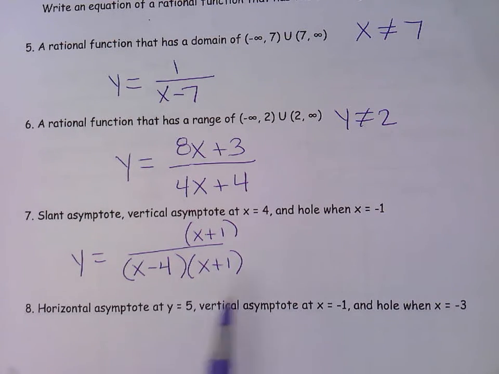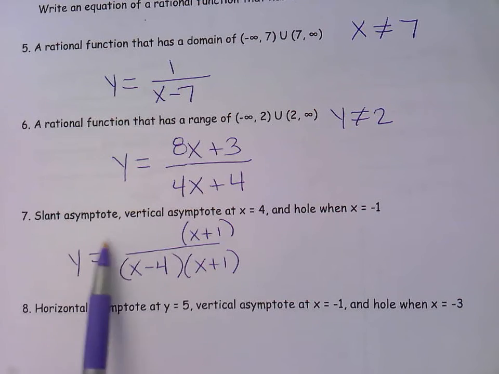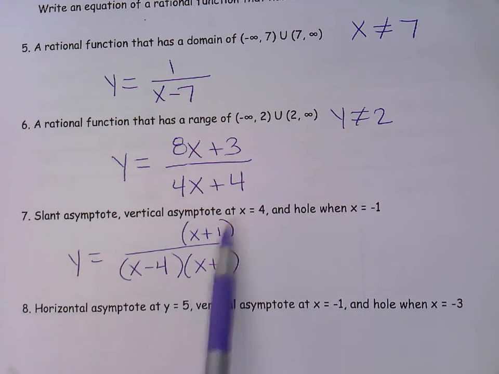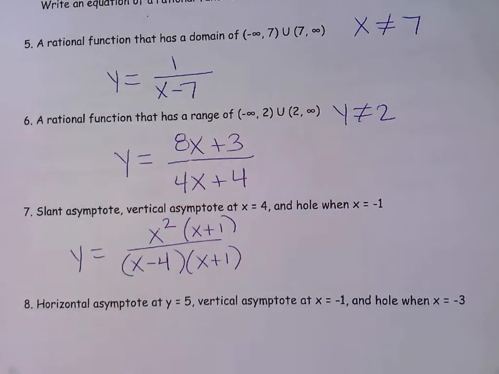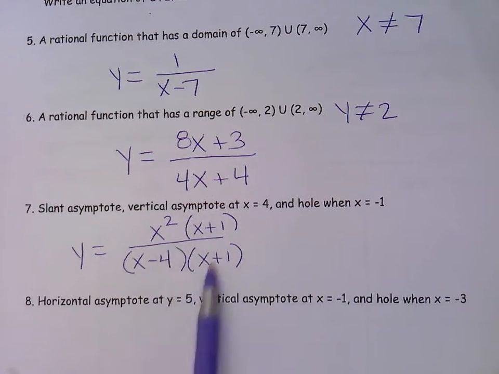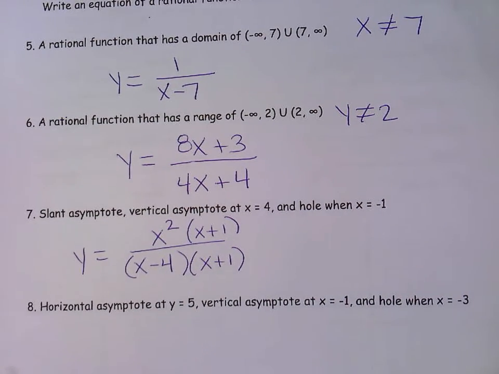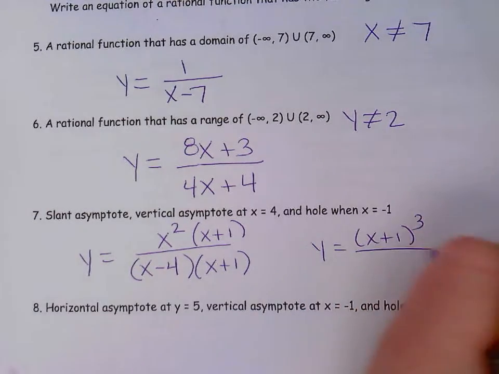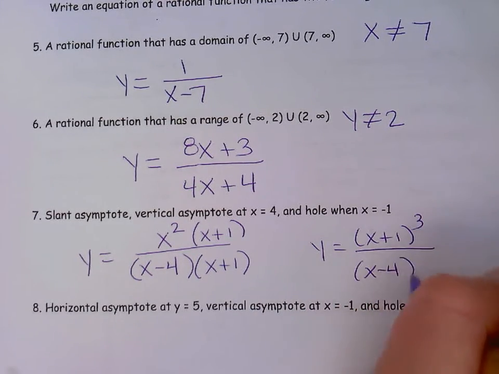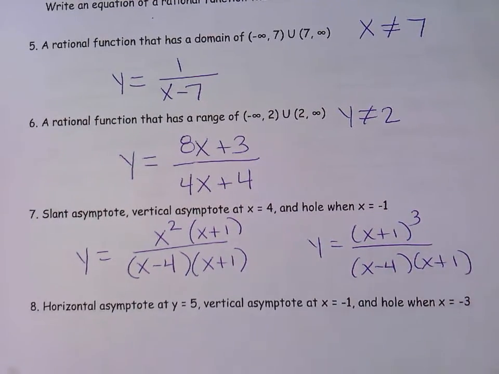Now I just have to make the numerator have a higher power. So you just need to add some powers of x. So if this is quadratic, we need to make the numerator cubic. So we could either cube this function or we could put like another factor of x squared in the numerator. Just something to make this cubic and this quadratic. But there's multiple answers. So you could have done like x plus 1 cubed over x minus 4 times x plus 1. That would also work.